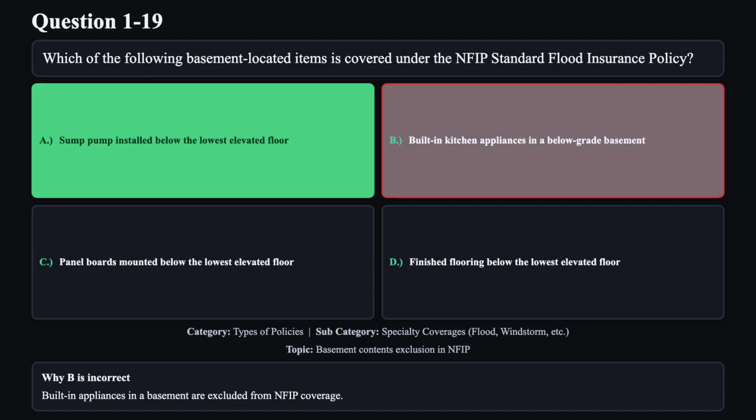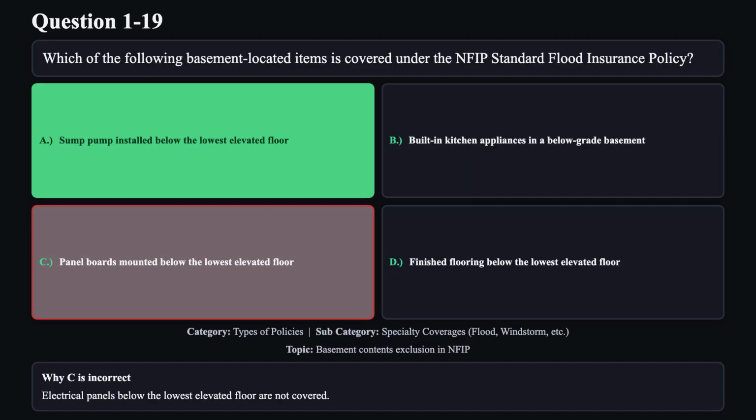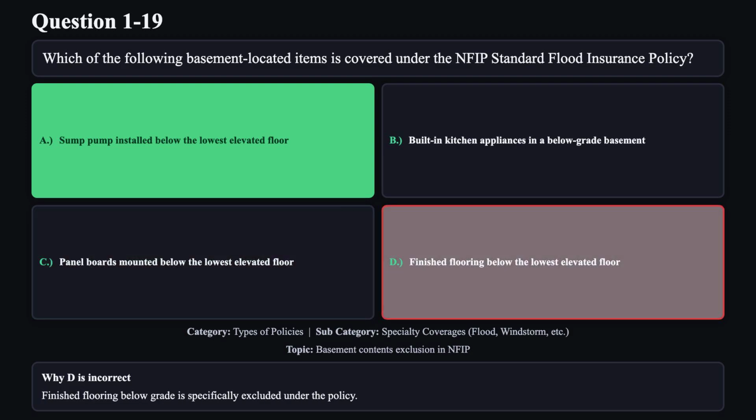Reason B is not correct. Built-in appliances in a basement are excluded from NFIP coverage. Reason C is not correct. Electrical panels below the lowest elevated floor are not covered. Reason D is not correct. Finished flooring below grade is specifically excluded under the policy.